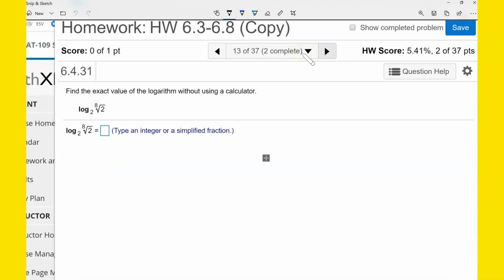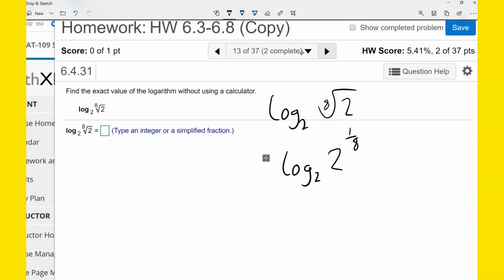All right, the next couple were evaluating logarithms without using a calculator, which I already showed you how to do in the previous video, so I skipped a couple of them. But this one looked a little bit more tricky, so I wanted to go over this one with you. So log base 2 of the 8th root of 2. If you will just change the 8th root to an exponent, it will make this a very easy question. How do you rewrite the 8th root of 2 as an exponent instead of a root? You can rewrite the 8th root of 2 as 2 to the 1/8 power.